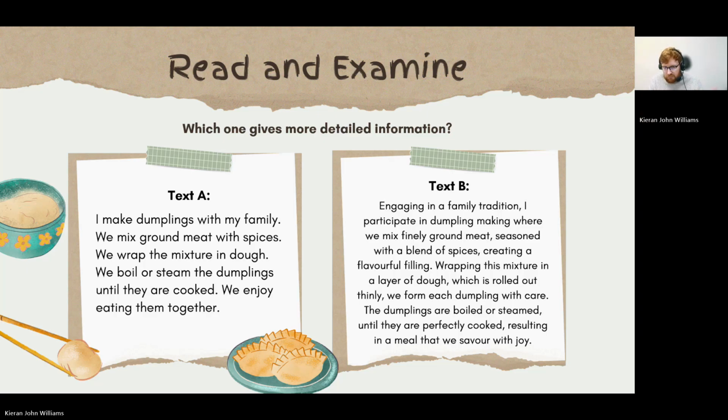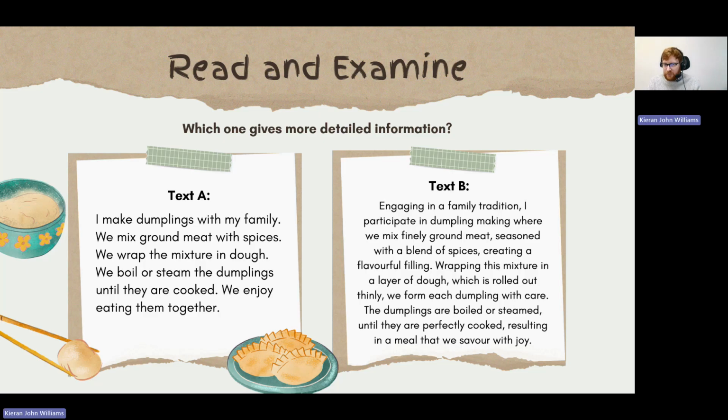Text A presents information in very short, simple sentences. Each sentence tells us what happens, but it doesn't give us much depth. We know the steps, but not much more than that. I mean, this approach isn't wrong, but it does limit the amount of detail the writer can include. It can also make the writing feel repetitive, choppy, because the ideas are presented in separate units without any elaboration, extension, etc.